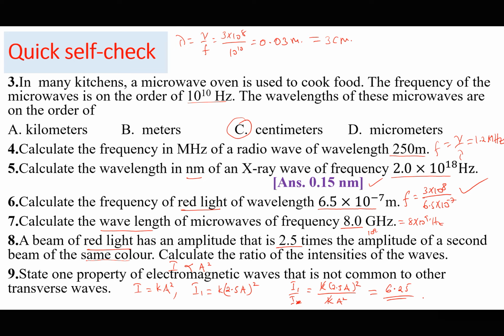State one property of electromagnetic waves that is not common to other transverse waves. Of course, traveling in a vacuum is a property of electromagnetic waves which is not common to other transverse waves. But the rest, like polarization, all other transverse waves can undergo polarization. But water waves cannot travel through a vacuum, so they need a material medium because they are mechanical.